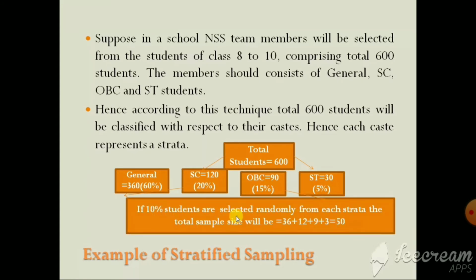Now if 10% of students are selected randomly from each stratum, the sample will be 36, 12, 9, 3, that is equal to 60. So the NSS team will consist of 60 students from class 8 and 10 according to this sampling technique.